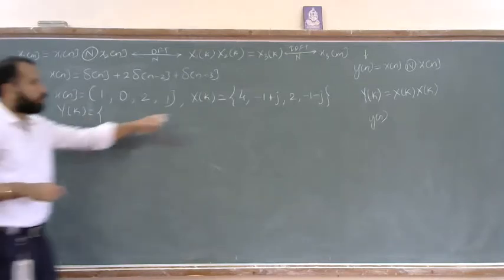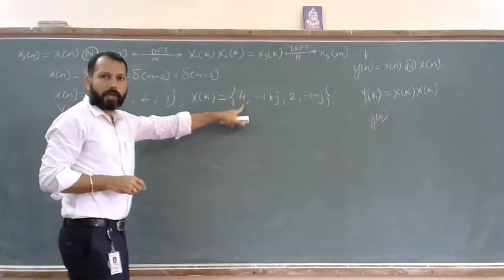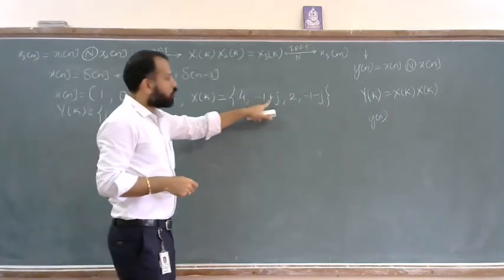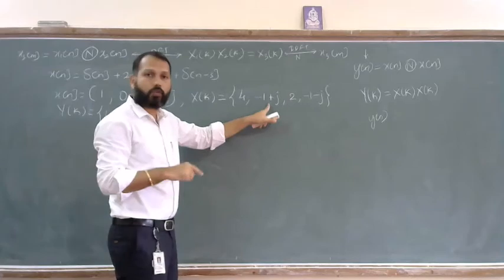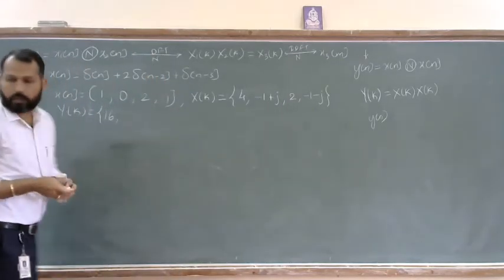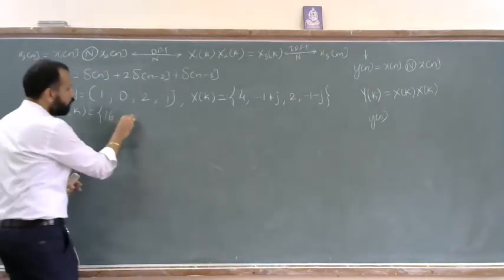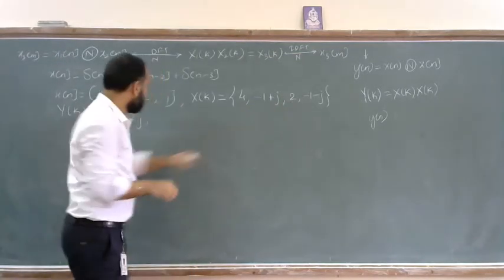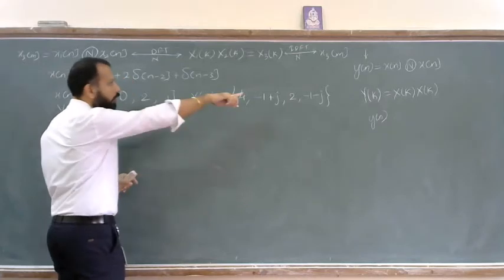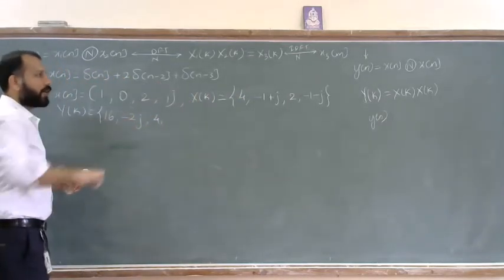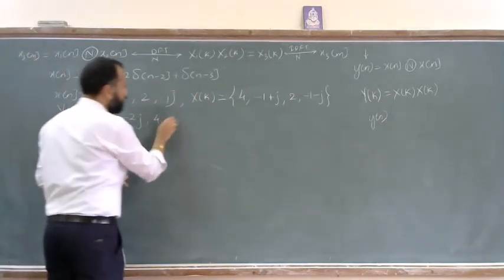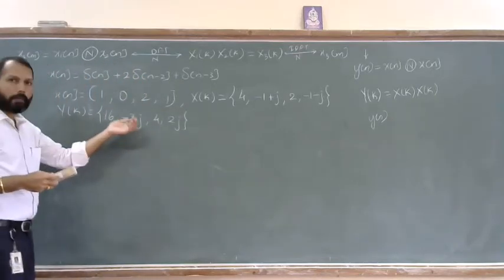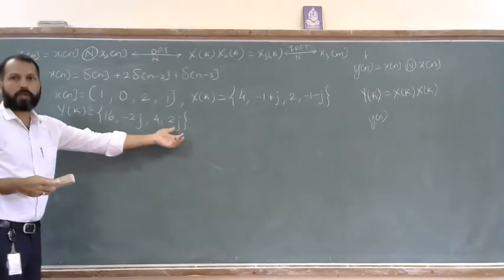Y of k will be equal to, for the first point, 4 multiplied by 4, which is 16. Next, minus 1 plus j multiplied by itself gives minus 2j. Then 2 multiplied by 2 is 4, and minus 1 minus j multiplied by itself will be plus 2j. So this is the product DFT: 16, minus 2j, 4, plus 2j.